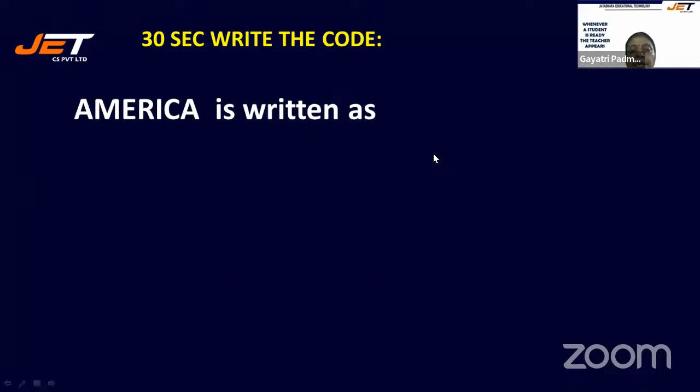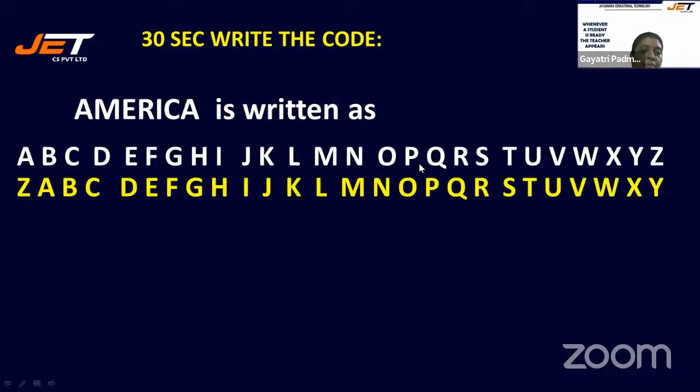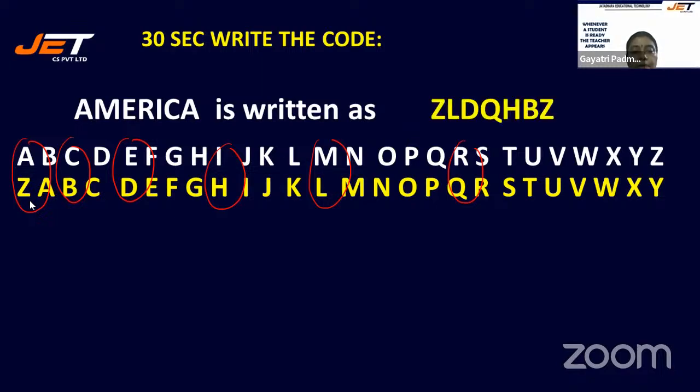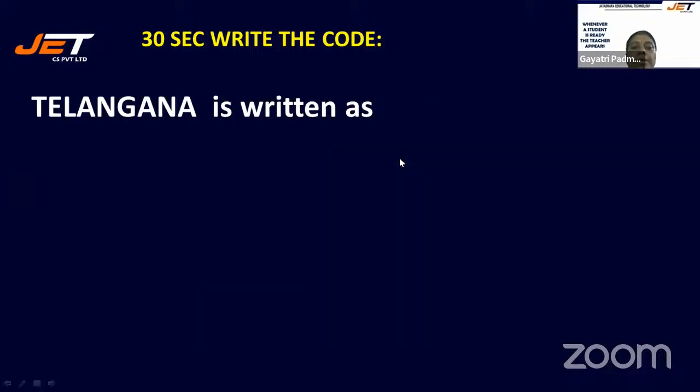Let's try AMERICA. So let us try to code this. A stands for Z. M stands for L. E stands for D. R stands for Q. I stands for H. C stands for B. A stands for Z. So it should be Z, L, D, Q, H, B, Z.